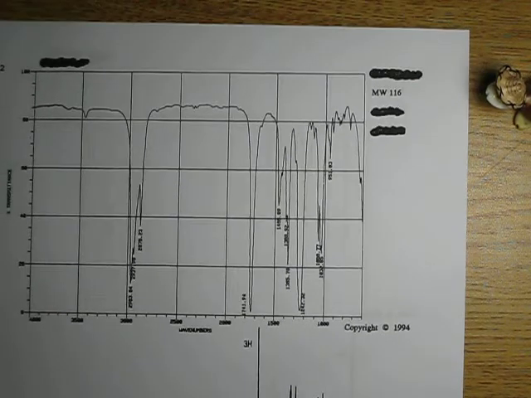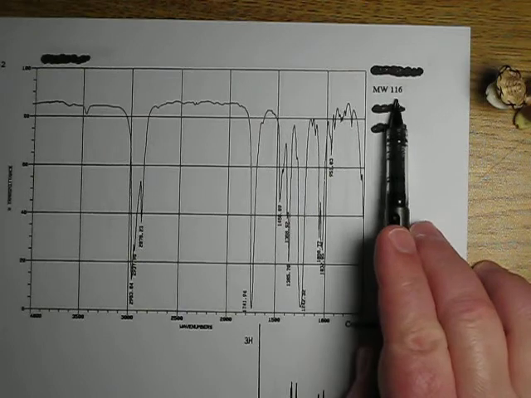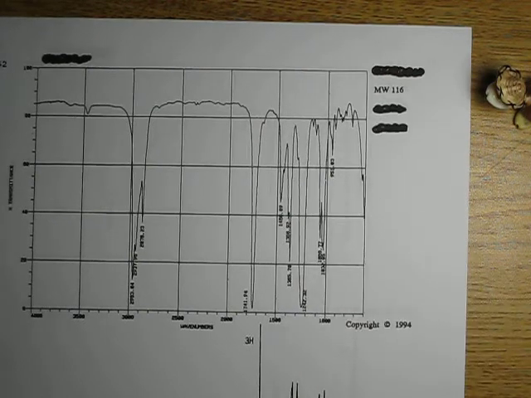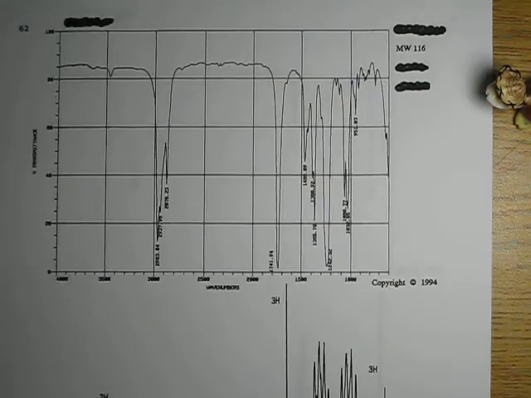Okay, what does this tell us? Well, molecular weight is 116, gotcha. We've got our IR, and our IR is telling us, what is it telling us here? What is it telling you? I'll tell you what it's telling me.